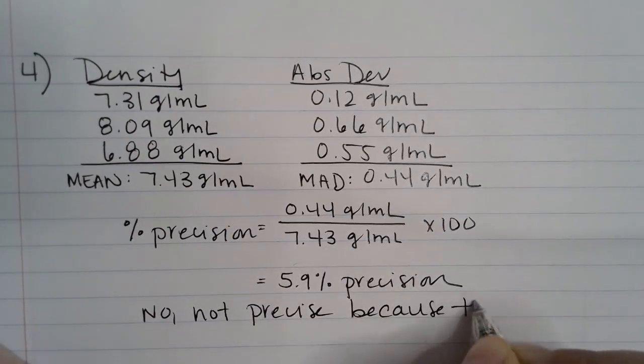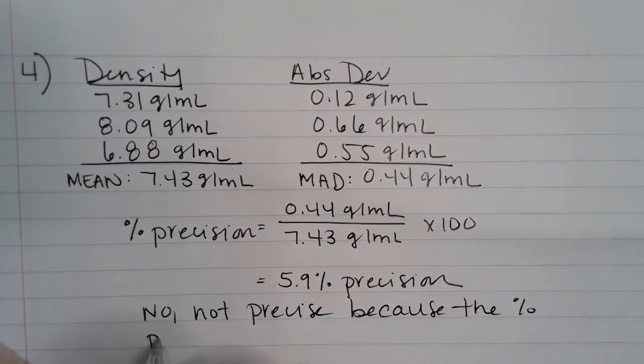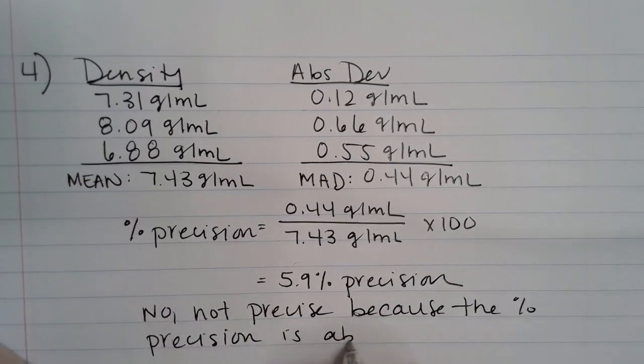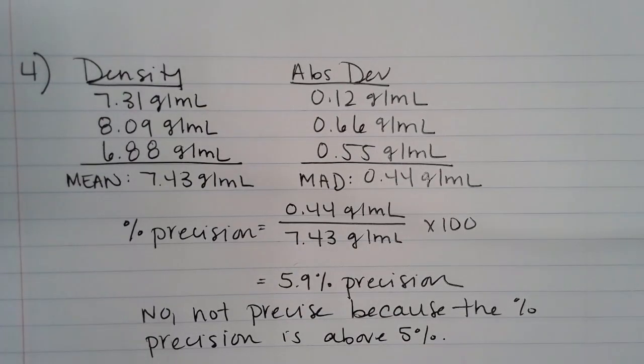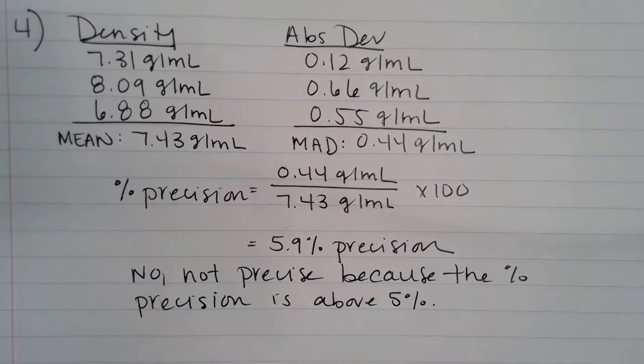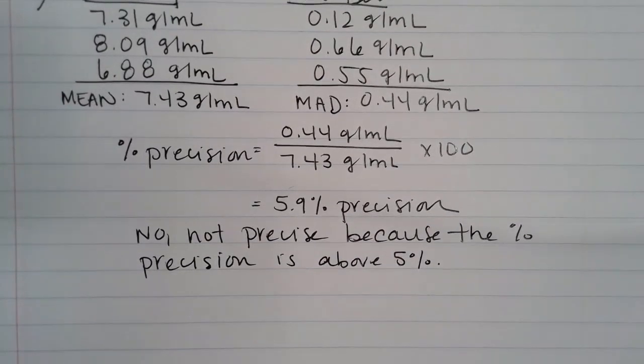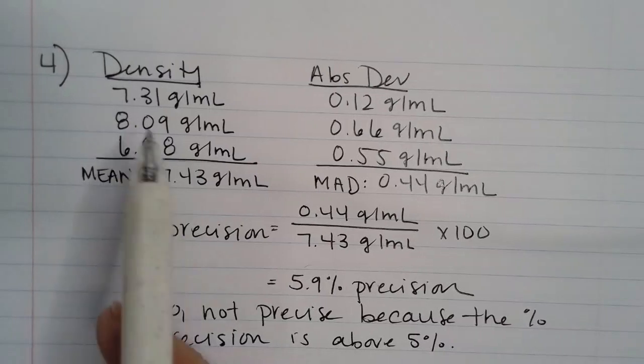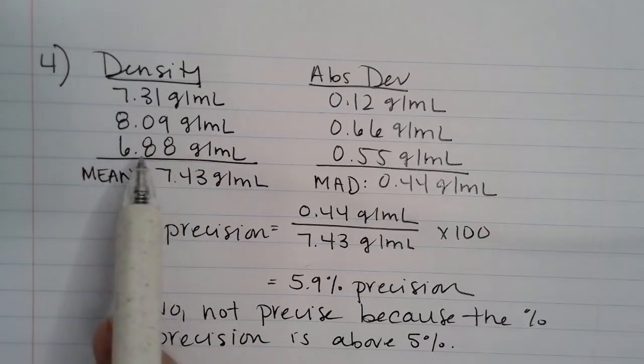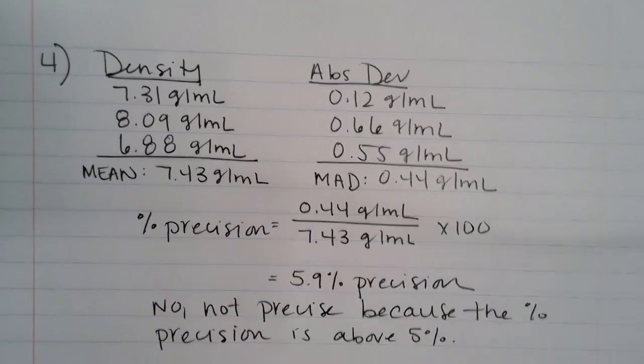because the percent precision is above 5%. And again, for us, that's kind of just the rule of thumb that I go for. If you have a percent precision above 5%, your numbers aren't really that close. Which you could see just by looking at these. I mean, these numbers are really far away from one another. So this student was not precise.